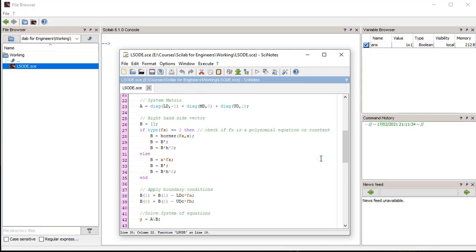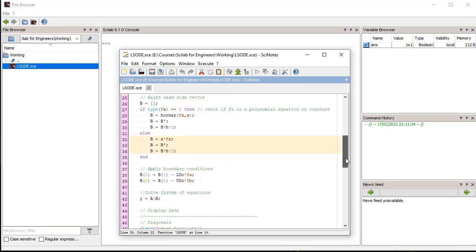Now, to calculate the right-hand side vector, we first check if the term f is function of x or a constant. Depending on the result, we calculate vector b. Then, we apply boundary conditions to vector b. Finally, we solve the system and get the solution.